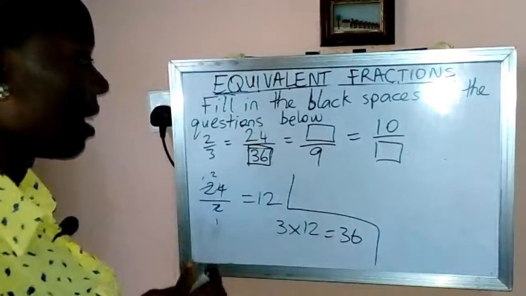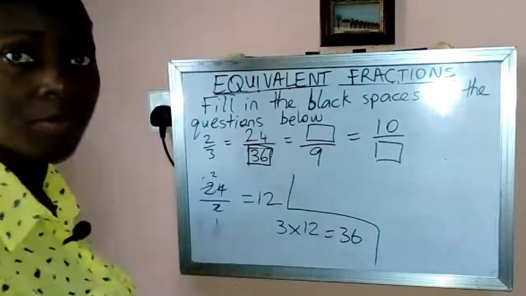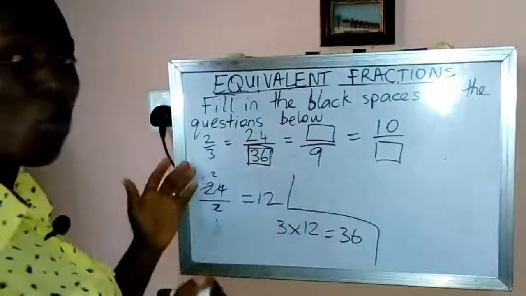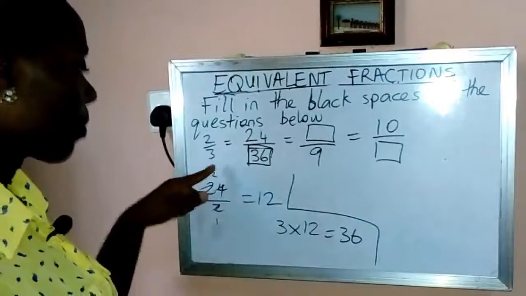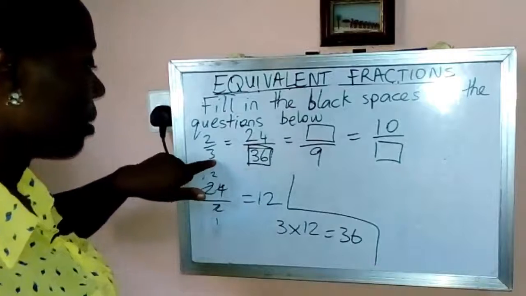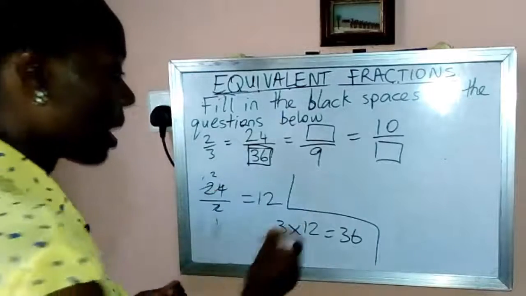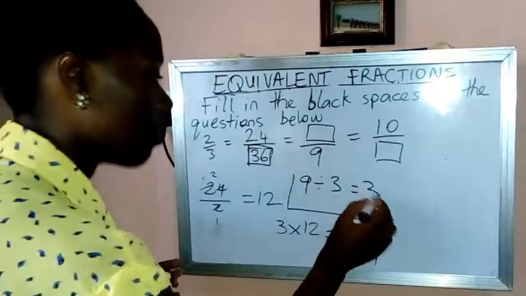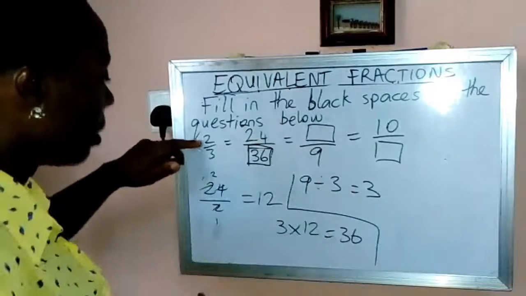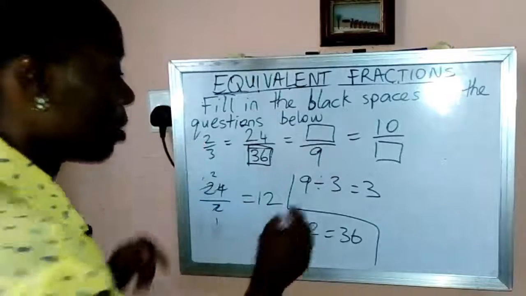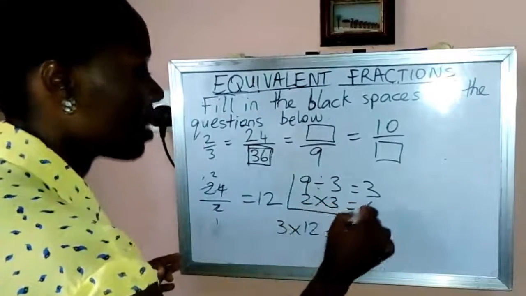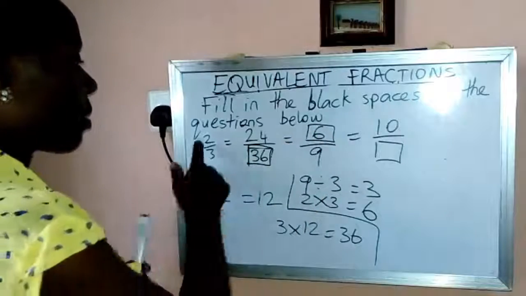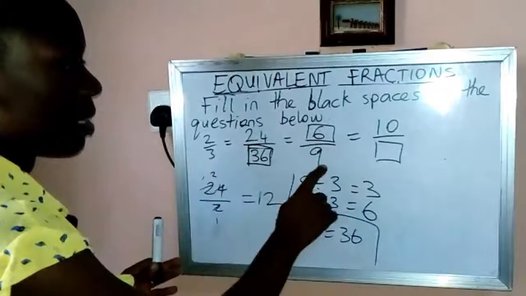So, let's see how to do this other one. We have 3 here and we have 9 here. Okay? Now, how do we do this? It's the same way we did this first one. What can I multiply with 3 that will give me 9? Or better still, I can say 9 divided by 3. That will give me what? 3. So I'll multiply also the numerator with my 3. So 2 times 3 will give me 6. That makes my answer above to be 6. 2 times 3, 6. 3 times 3, 9.